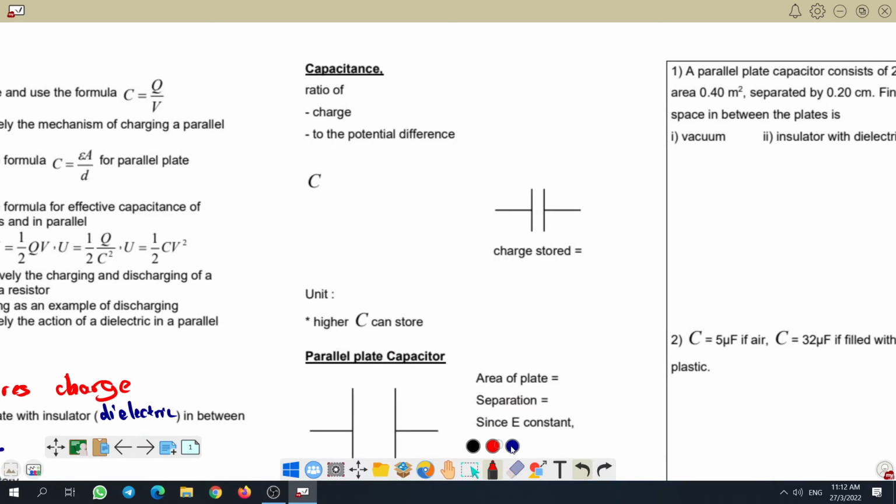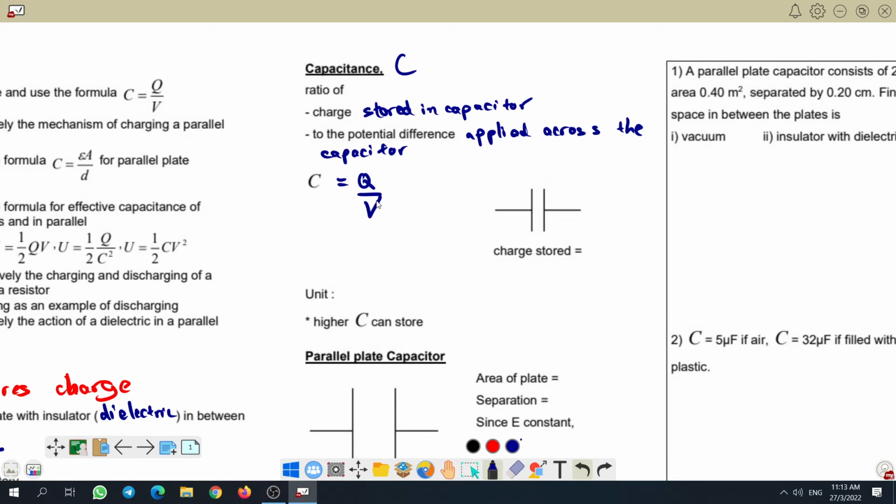Okay, so capacitance C. Simbolnya C, ratio of charge stored in capacitor, sebab dia bergantung kepada V. Semakin tinggi V, semakin tingginya. So kita bahagi to the potential difference applied across the capacitor. Okay, so in other words, C equals to Q over V. Apa semakin tinggi V-nya, makin banyak charge-nya, makin banyak charge dia simpan.